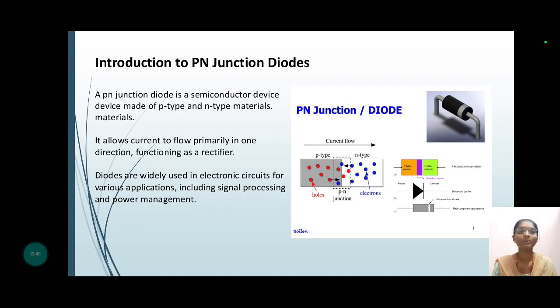Introduction to PN junction diodes. A PN junction diode is a semiconductor device. It is made of p-type and n-type materials. It allows current to flow primarily in one direction, functioning as a rectifier. Diodes are widely used in electronic circuits for various applications, including signal processing and power management.